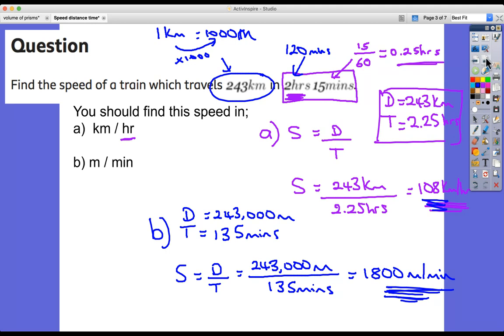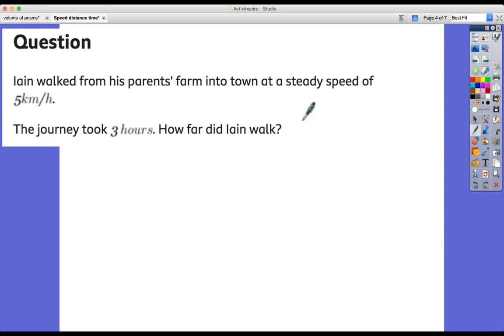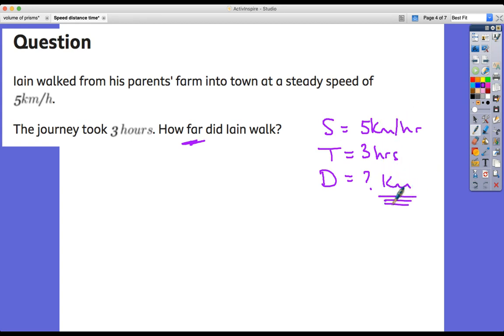Let's have a look. So question 2. Ian walked from his parents' farm into town at a speed of 5 kilometers per hour. So already I've got a speed. I'm going to write this down. Speed is 5 kilometers per hour. And the journey took 3 hours. So the time taken is 3 hours. How far, so looking for the distance, did Ian walk? Now, this is in kilometers per hour. This is in hours. So my answer that's going to come out is going to be in kilometers.